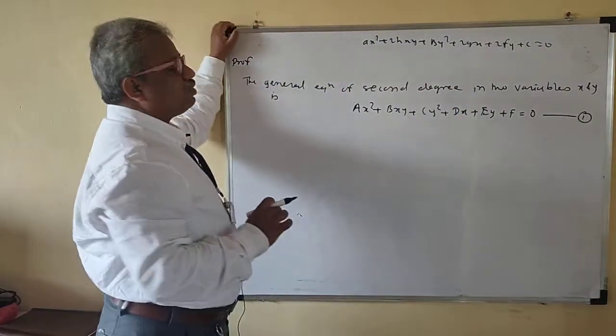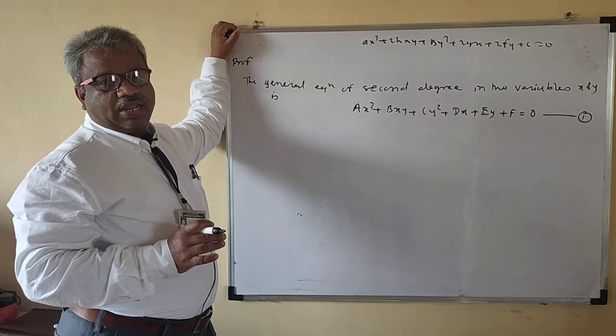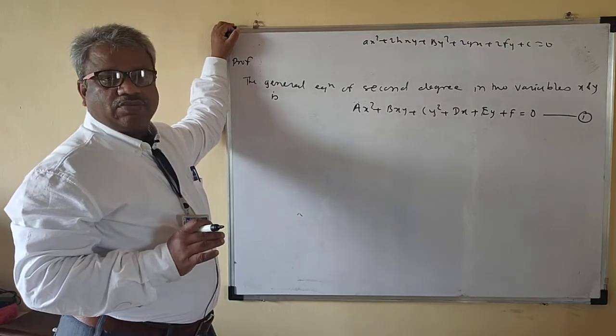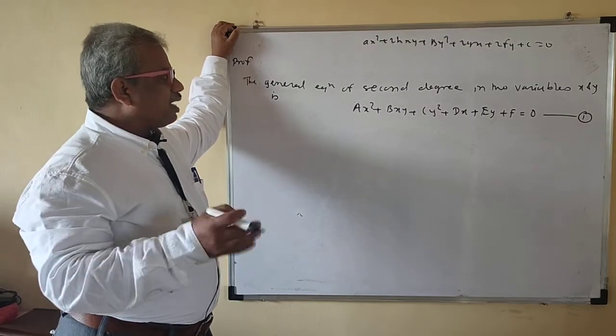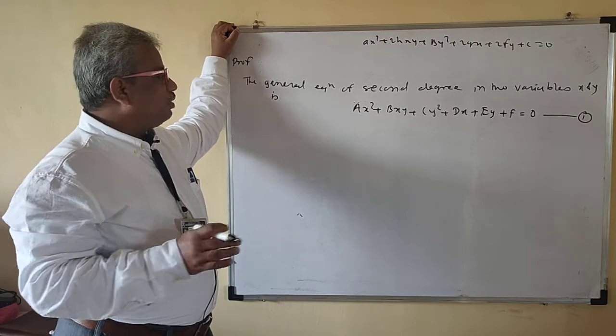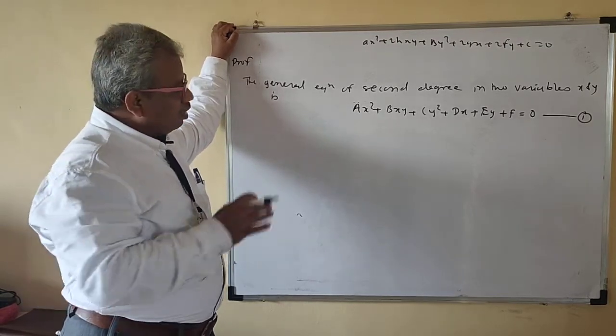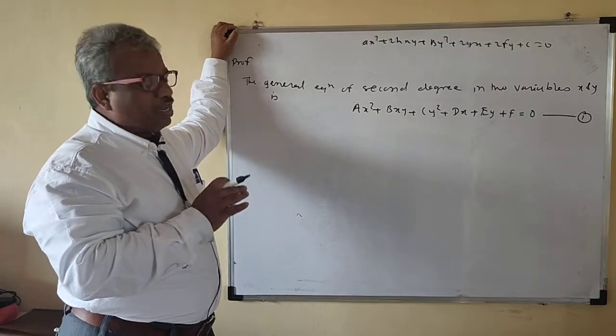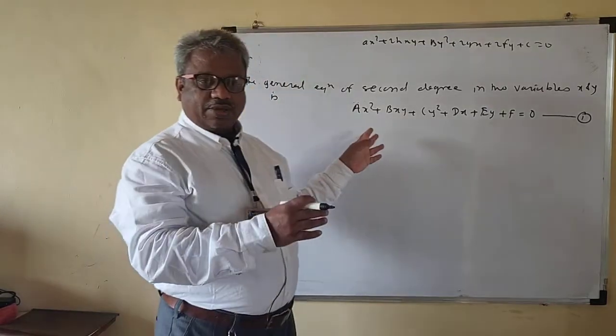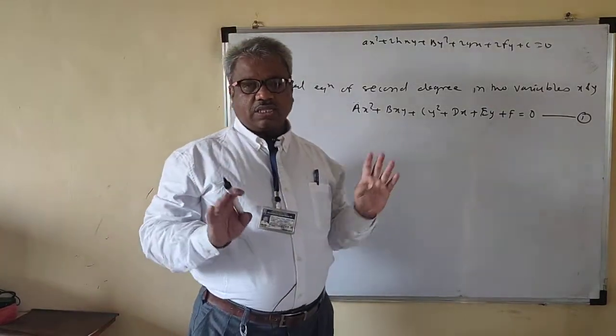So you have seen the pair of lines, right? Pair of lines you have seen, circle you have seen. You are also familiar with the parabola and hyperbola as the conic sections. So here also we are interested to see that this represents a conic. Every second degree equation in x and y represents a conic. That we want to see.